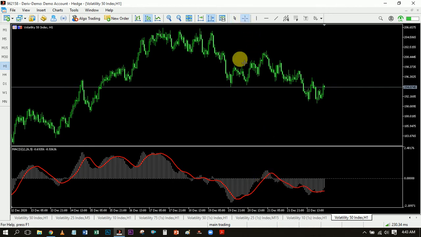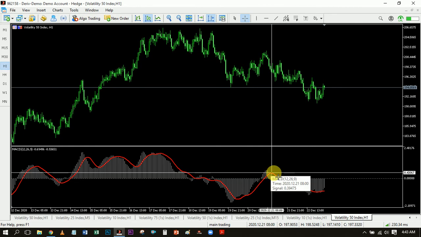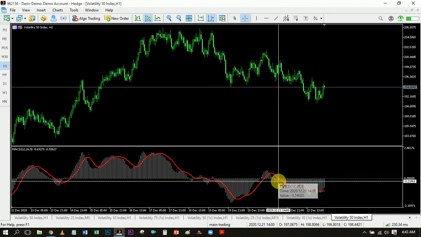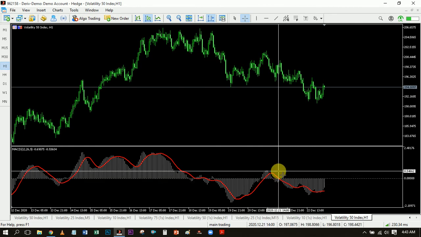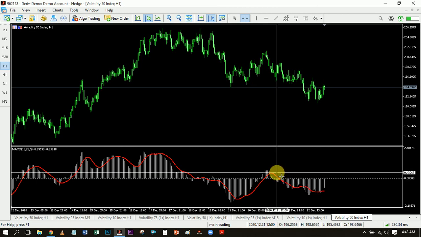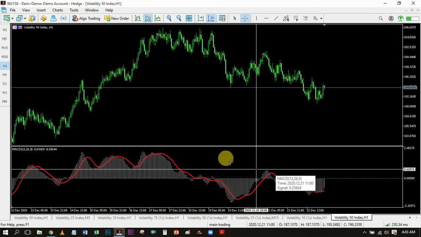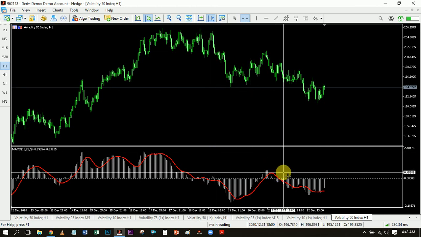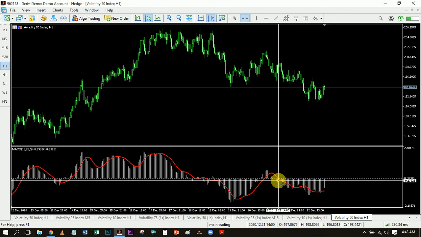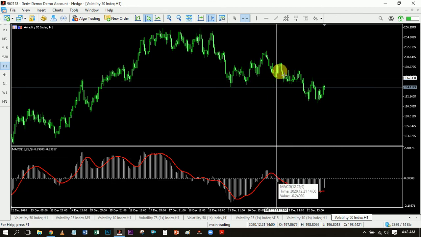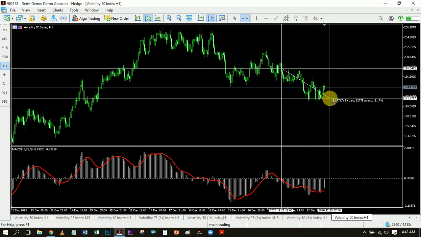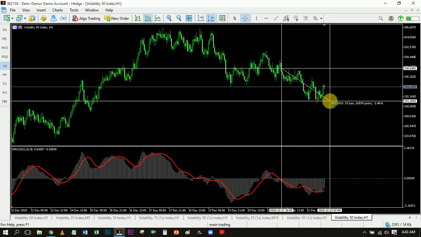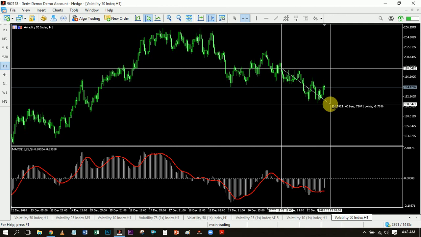Then you notice that it now crossed the zero level. But after crossing the zero level, you notice that the momentum here is more than the momentum here. So this shows that the market has started coming down. So what do you do? Simple. From here, you just place your sell, then you ride the wave to this point. So that's how you can actually profit using the MACD.